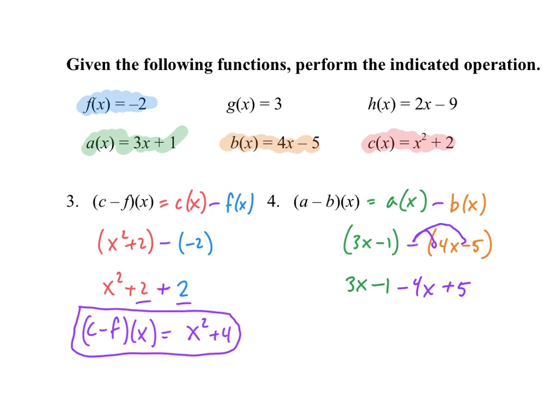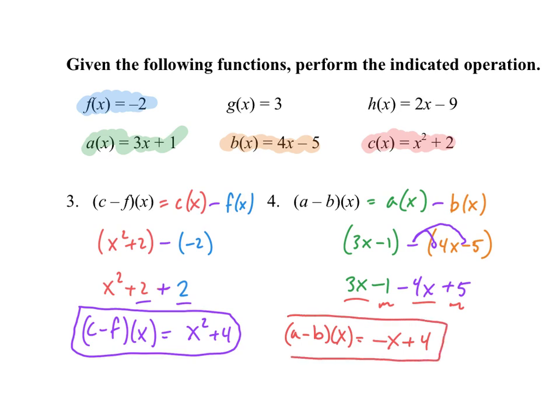So I've got some like terms here. We've got some x's that need to be combined. I've also got some constants that need to be combined. So I have 3x minus 4x, so that would be negative 1x, or just negative x. And then negative 1 plus 5 would be positive 4. And then I'm just going to put my notation in front of that, so a minus b of x equals negative x plus 4. Again, here we'll be expecting you guys to put the notation on your answers, so just get in that habit.